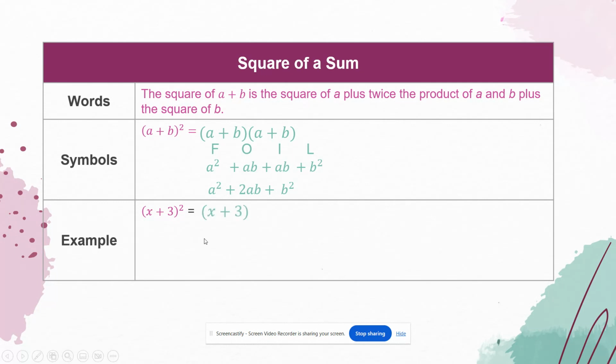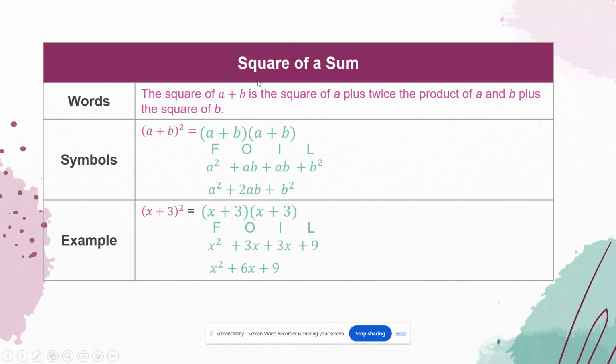But if we look at an example here, x plus 3 to the power 2, again, I can write it out as repeated multiplication. So x plus 3 times x plus 3. Okay, and then I can FOIL this. x times x is x squared. x times 3 is 3x. 3 times x is 3x. And then 3 times 3 is 9. And of course, my like terms are 3x and 3x. So I could say x squared plus 6x plus 9.